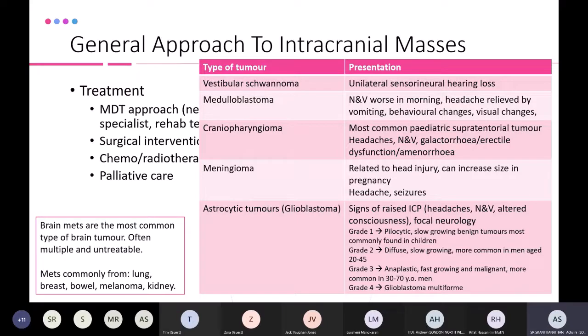And brain mets are the most common types of brain tumours that you actually get, and a lot of them are untreatable because you get multiple brain tumours. A lot of the mets typically come from these key 5 organs, so your lungs, breast, bowel, from melanomas, so skin cancers, and then your kidneys as well.